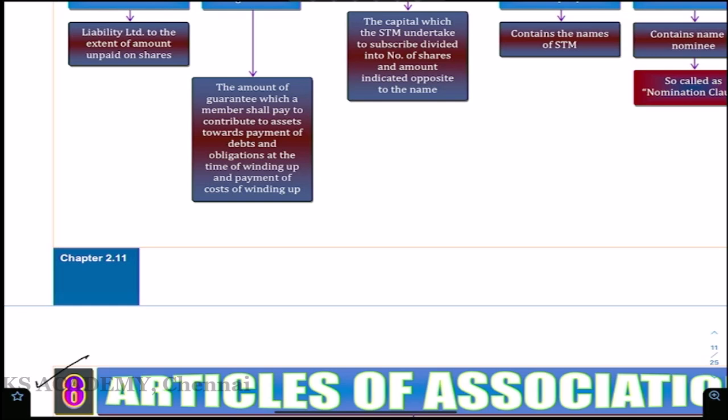Tables A, B, C, D, E, F. After that, F, G, H, I, J. Table F, very good. Next. Table F, G, H, I, J. Very good. Next. What is a model article?